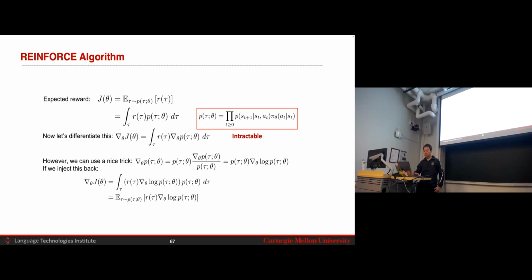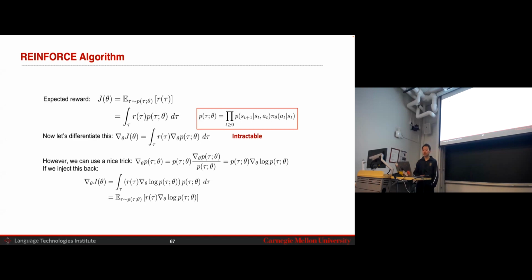So you can then plug this back into the equation. This gradient of P is replaced by P times the gradient of log of P. And then you get back an expectation, right? You have the integral over tau, P of tau, d tau. That gets back an expectation over tau. And what's inside the expectation is the reward of that trajectory and the gradient of the log of the probabilities.